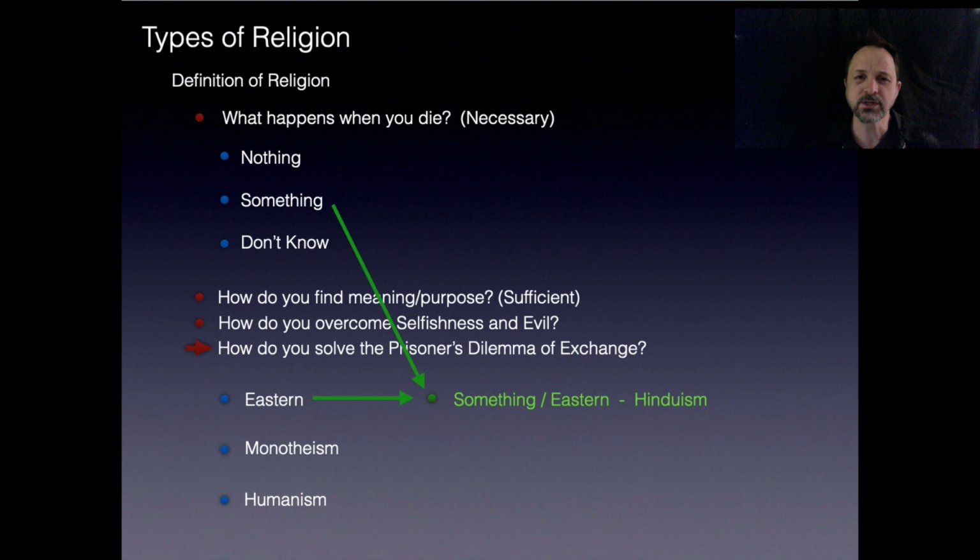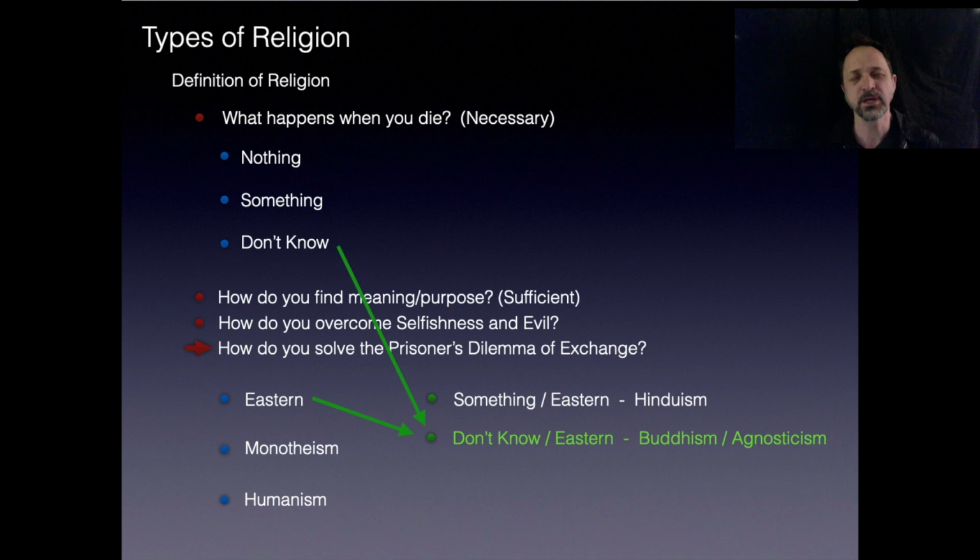The first religion we're going to take a look at is going to answer the first question and say something happens when you die, and it's going to overcome the prisoner's dilemma of exchange using the Eastern technique. So here we're going to be taking a look at Hinduism. Then, after we look at Hinduism, we're going to turn to Buddhism.